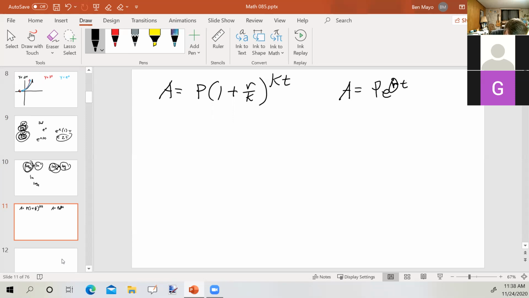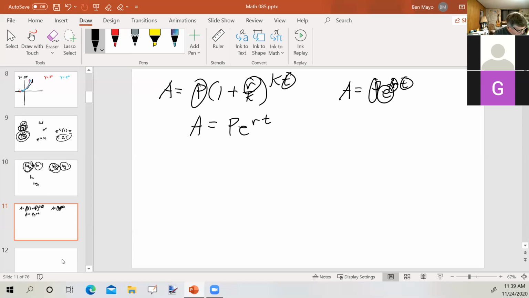And this R is the same as this one, this T is the same as this one, this P is the same as this one, but all the rest of it gets replaced with the number E. So again, we've got this formula, A equals PE to the RT. We're going to use that on population growth and decay, and we're going to use that when something is compounded continuously as opposed to annually or semi-annually or quarterly or monthly or daily, whatever. Okay, now, so let's take a look at an example.